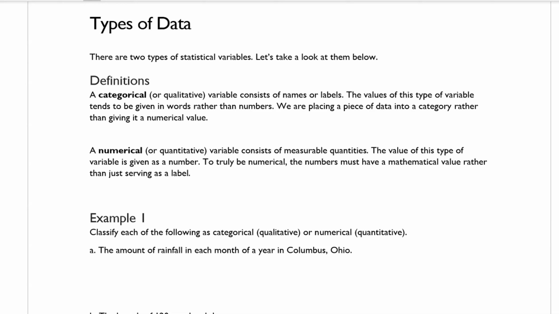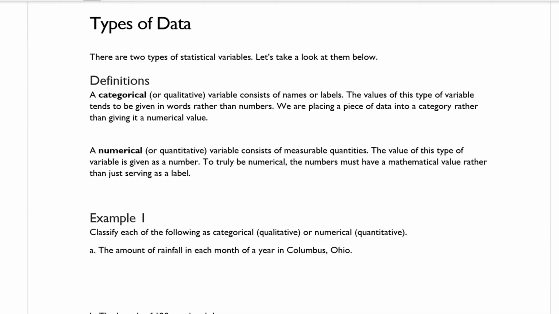A categorical or qualitative variable consists of names or labels. The values of this type of variable tend to be given in words rather than numbers. We are placing a piece of data into a category rather than giving it a numerical value.